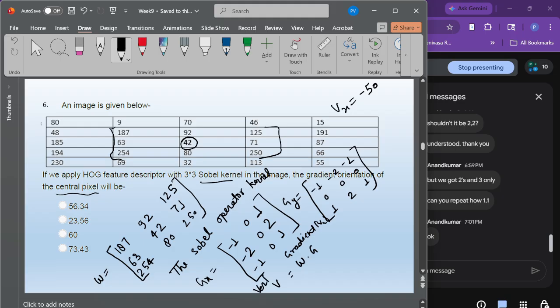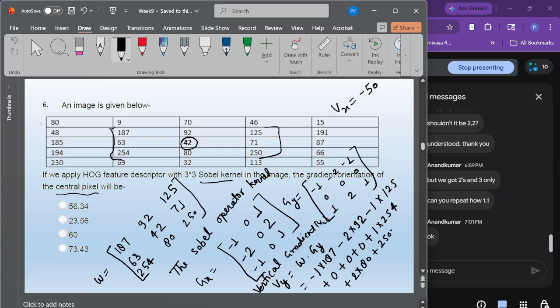So vertical gradient. So W into ZY. So just multiply these two. So minus 1 into 187, minus 2 into 92, so minus 1 into 125. And the other values, 3 zeros are there. I'm just directly writing because 0 into 63, 0 into 42, 0 into 71. Right? Now next one is plus 1 into 254, plus 2 into 80, plus 250 into 1.